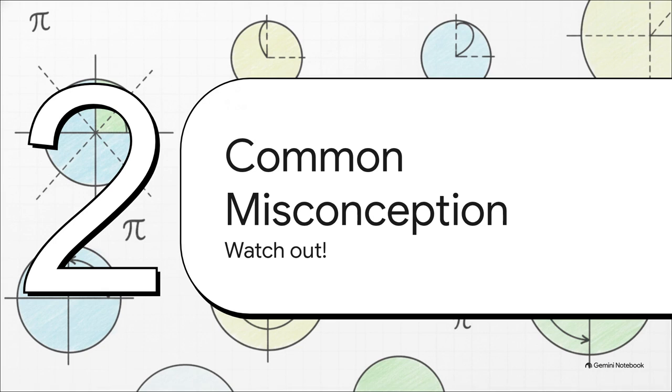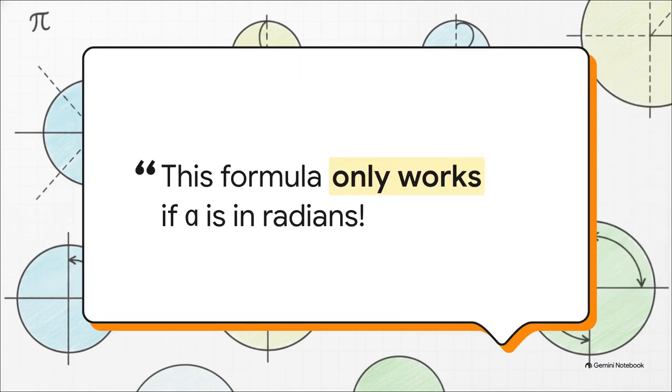Section 5. Common misconception checks. Now, listen closely to this exact quote from the source text. This formula only works if alpha is in radians. If you take 90 degrees and plug the number 90 directly into the S equals alpha times R formula, you're going to get an arc length of 90 on a circle that only has a radius of 1. That is a completely wrong answer. Always, always convert your angle to radians first before calculating.